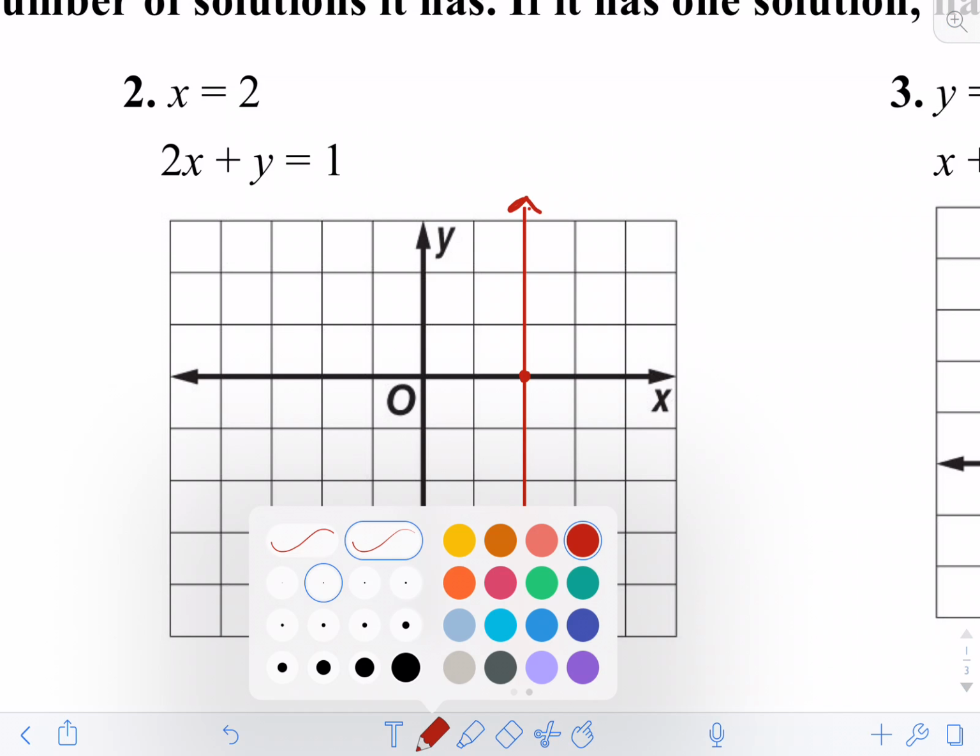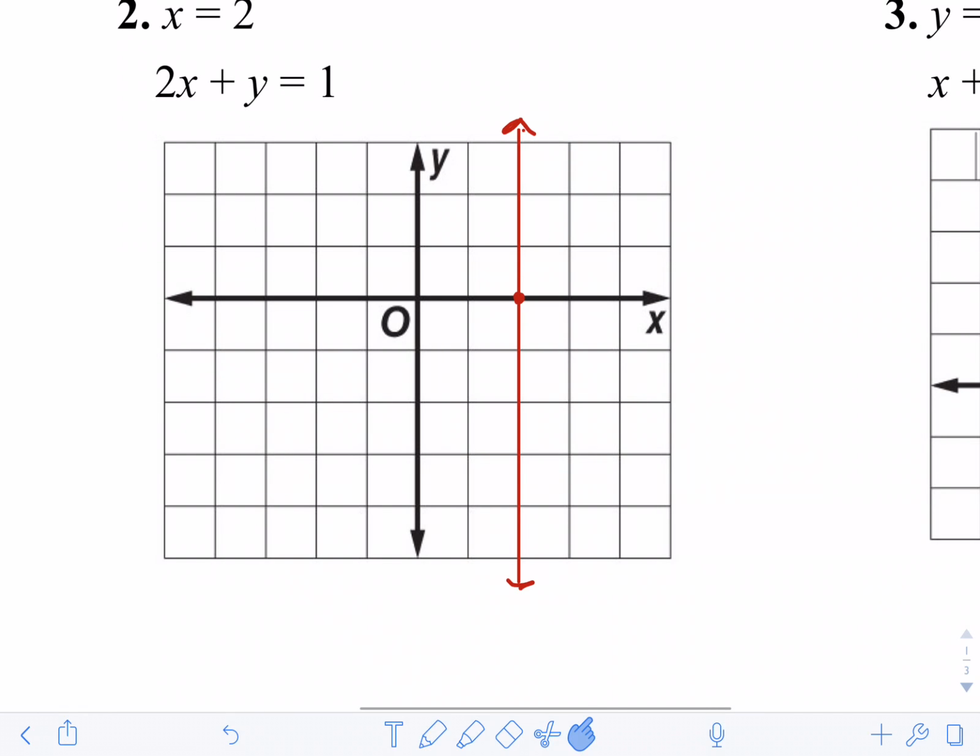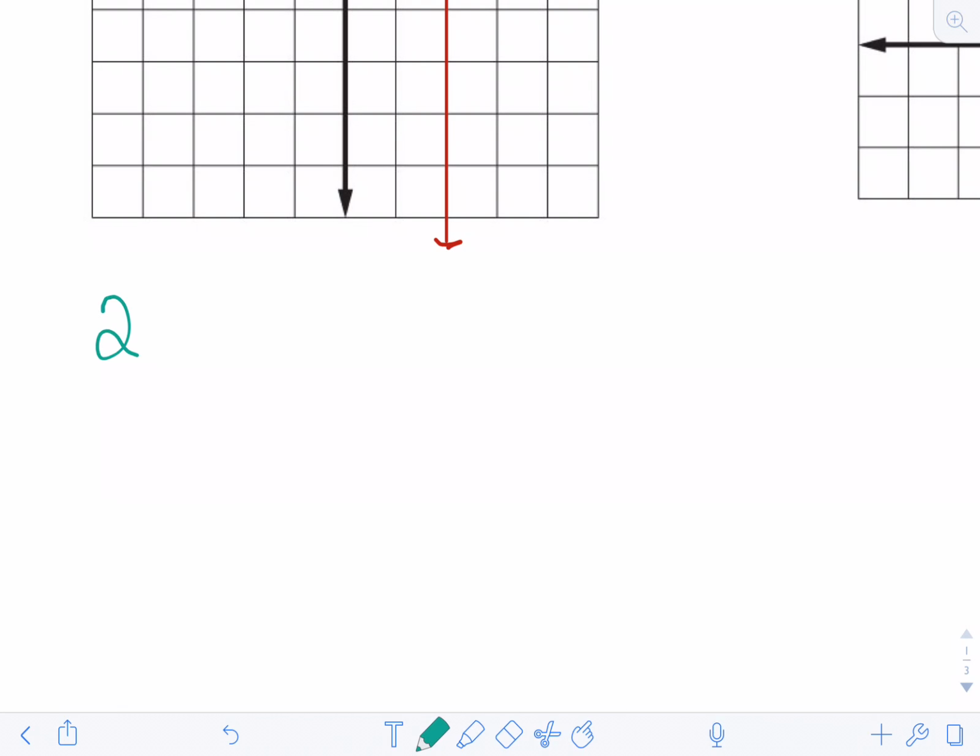And then my second line is a standard form, 2x plus y is equal to 1. So 2x plus y is equal to 1. We're going to put that into slope-intercept form.